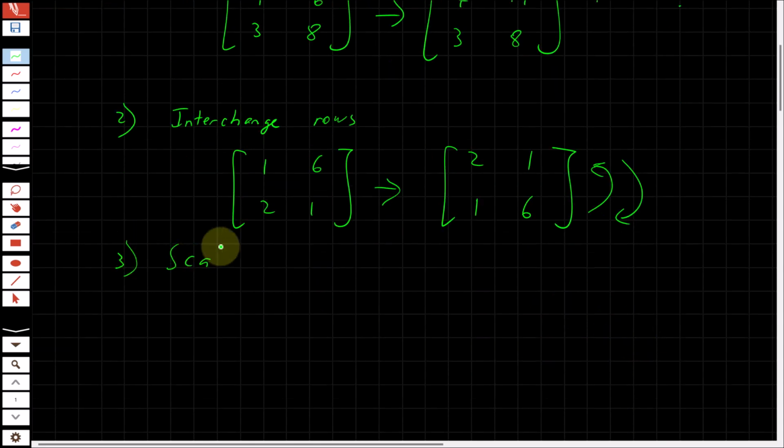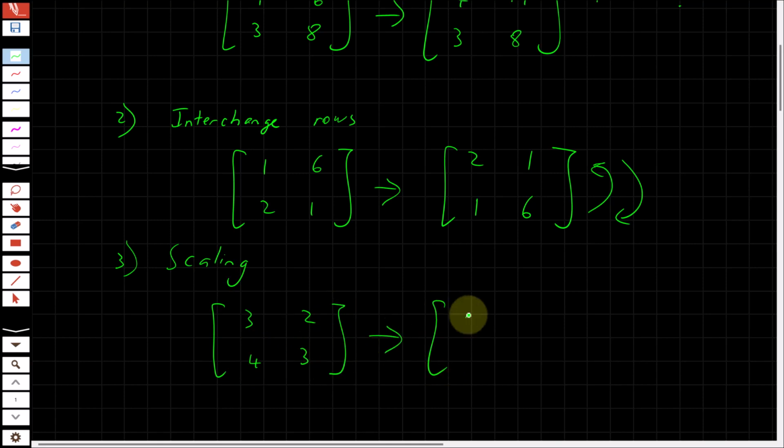The third row operation we can do is scaling a row. So we can multiply all entries in a row by a non-zero constant. So in this example here, we're multiplying row 1 by 2, so 2 times row 1, and 3 times row 2.